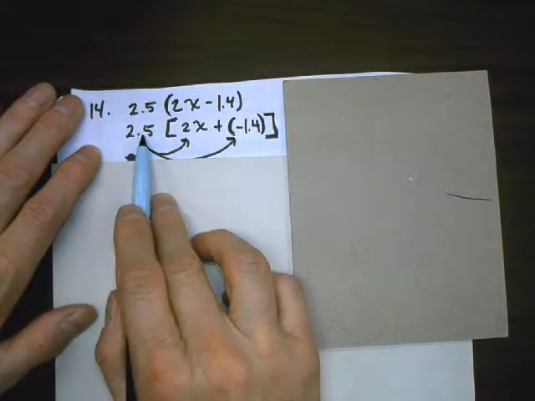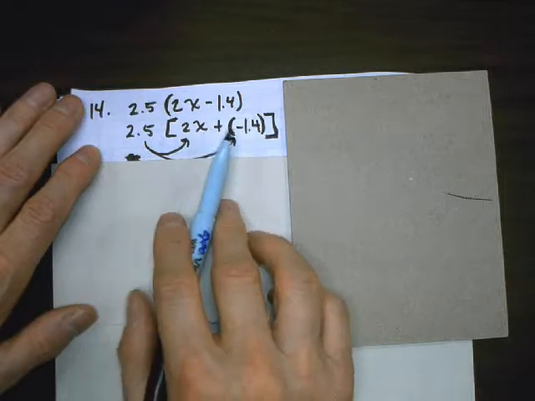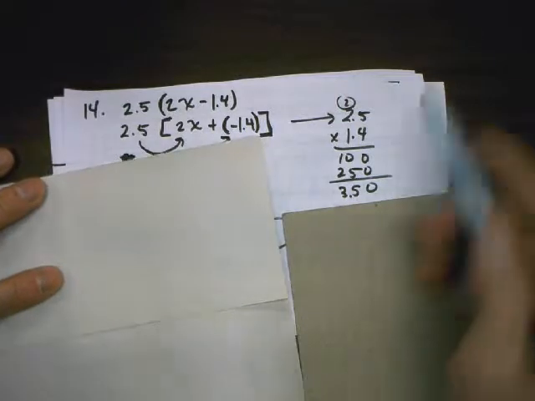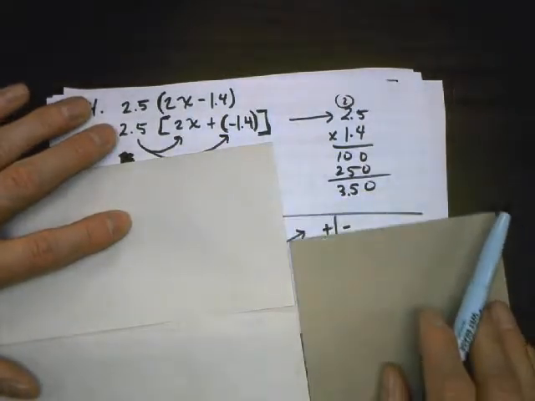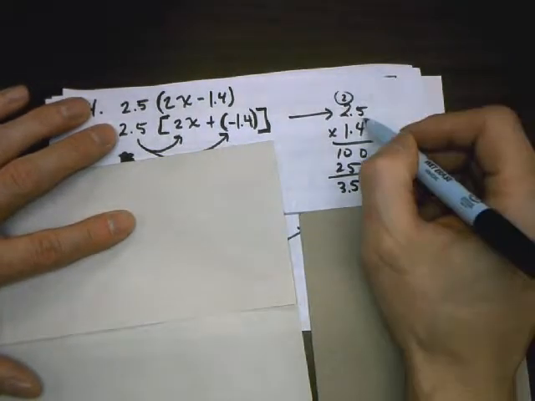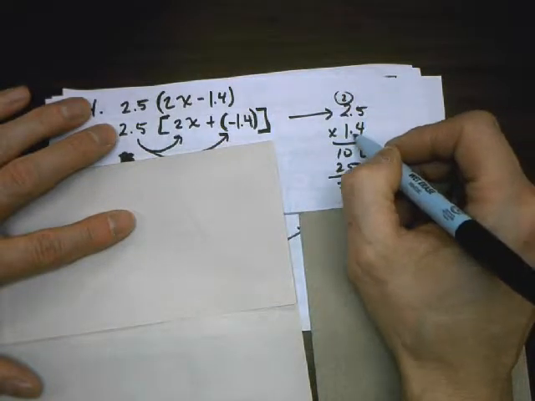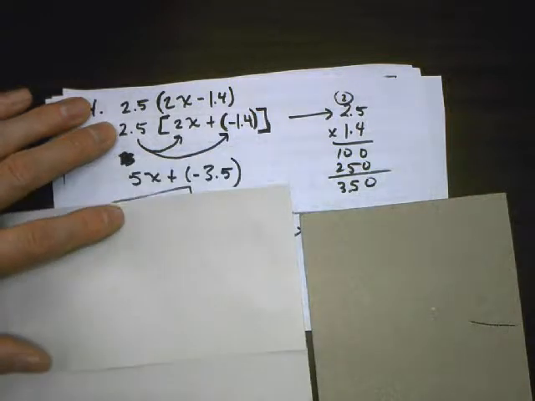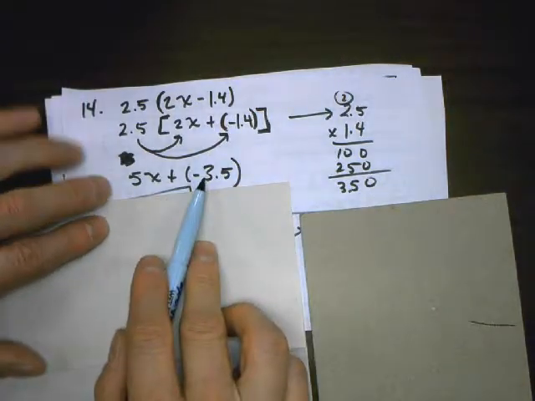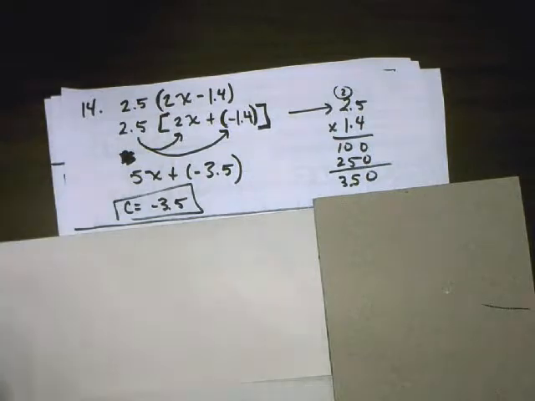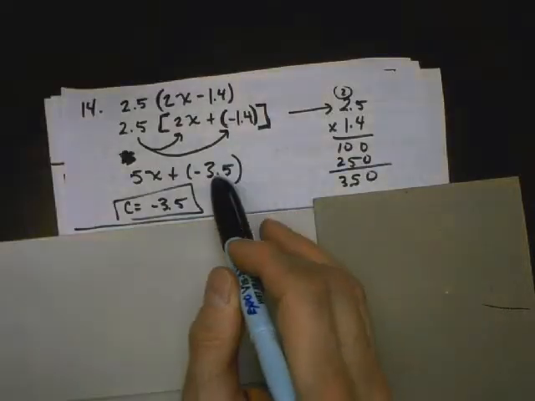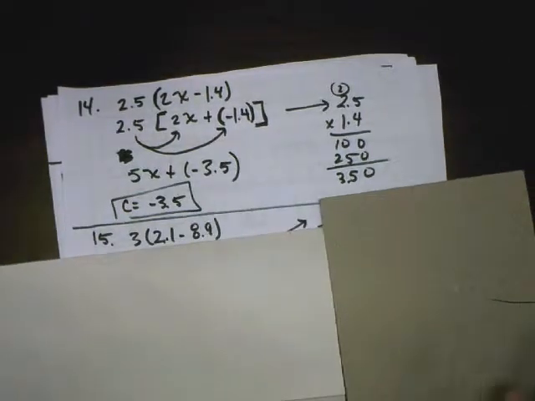2.5 times 2 would be 5x. And 2.5 times negative 1.4. Remember, when you're multiplying decimals, pretend there aren't any. That's like 25 times 14, right? Which is 350. Then we count. There's one decimal, one more decimal. That's 2 decimals total. So I go to the answer and I go 1, 2 decimals, plus negative. So in order for this to equal what C needs to equal that, it says 5x plus C. What goes there? What goes there is negative 3.5.